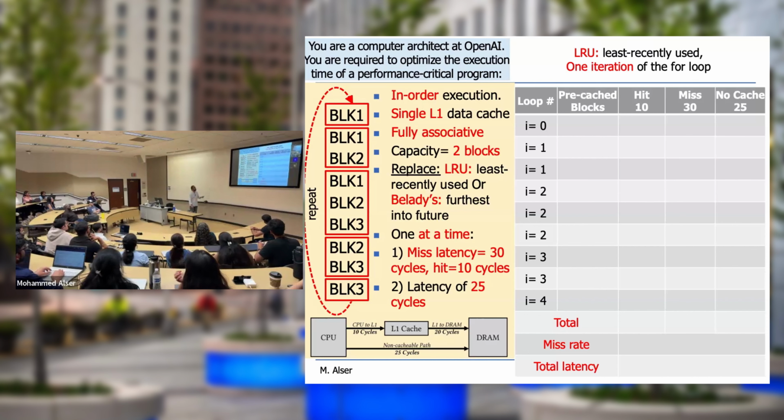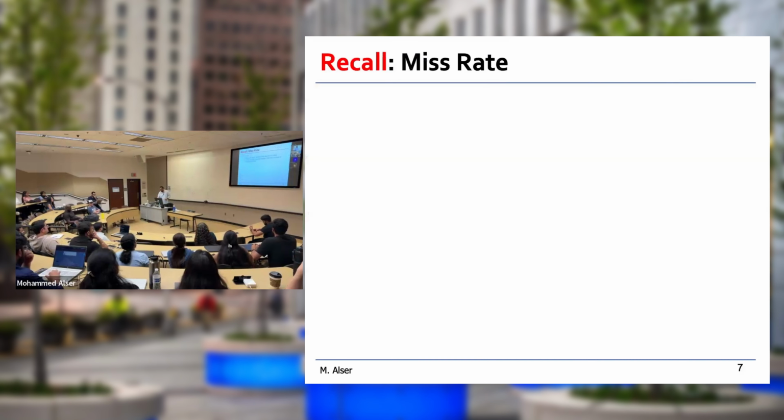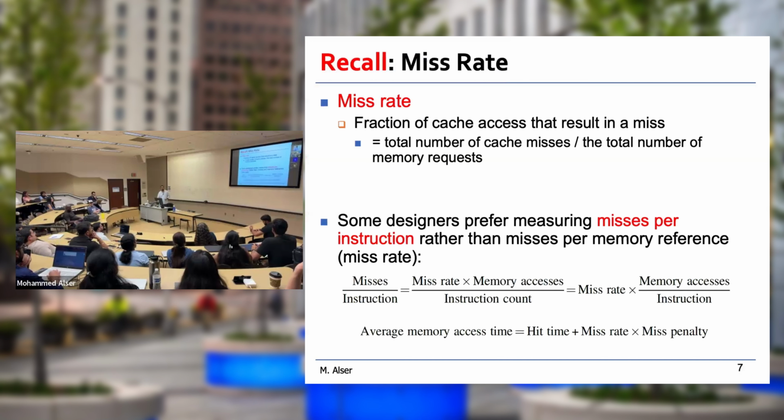The question asks you now to use only least recently used, and we are considering 1 iteration of the loop. Not only that, this is again about miss rate. Do you still remember the definition of miss rate? We've discussed this too many times. What is it? Number of misses over total number of what?